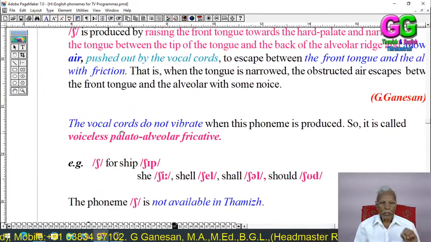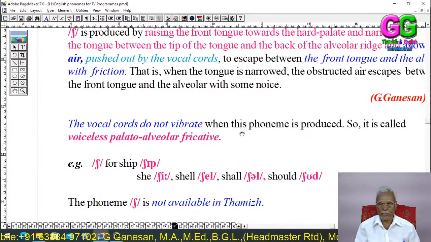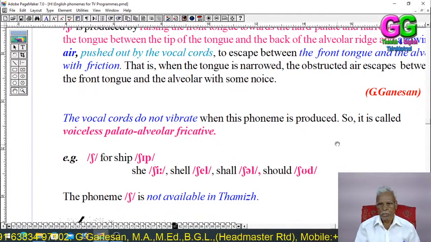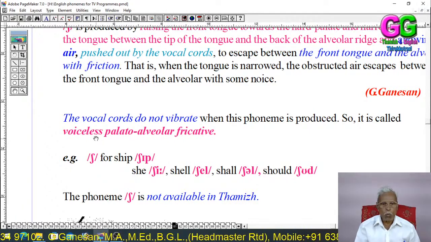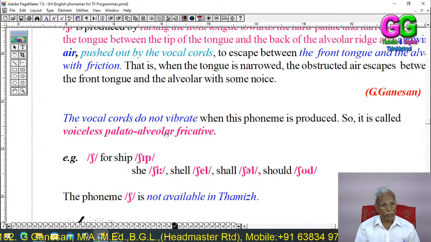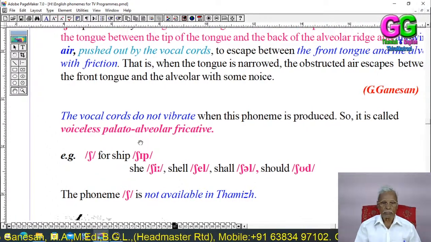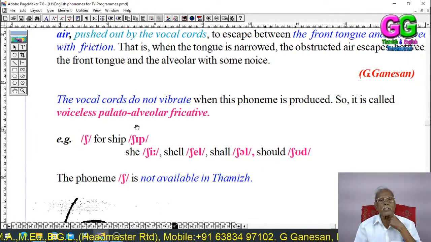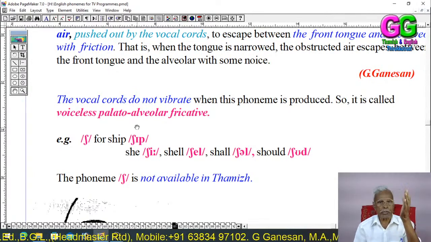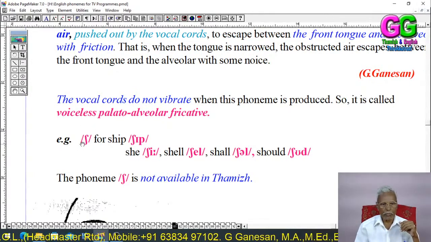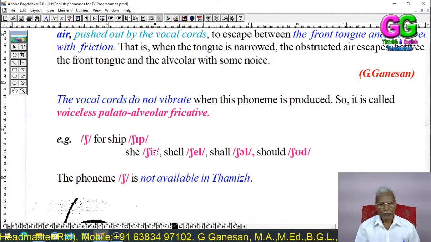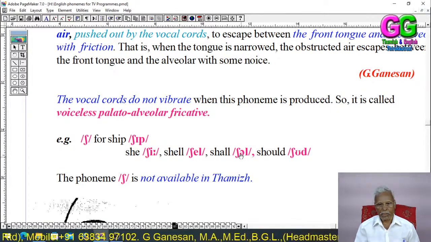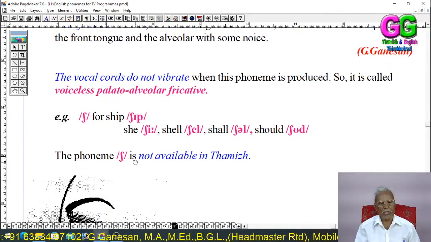You see, the vocal cords do not vibrate when this phoneme is produced. So it is called voiceless palato-alveolar fricative. It is voiceless since the vocal cords do not vibrate when this phoneme is produced. Examples: /ʃ/ for sheep, she, shell. These are the examples. This phoneme /ʃ/ is not available in Tamil.